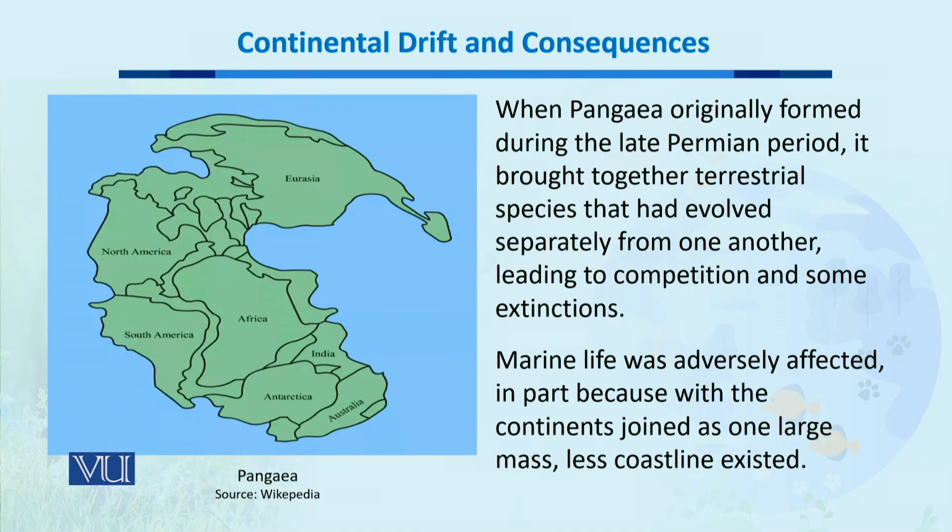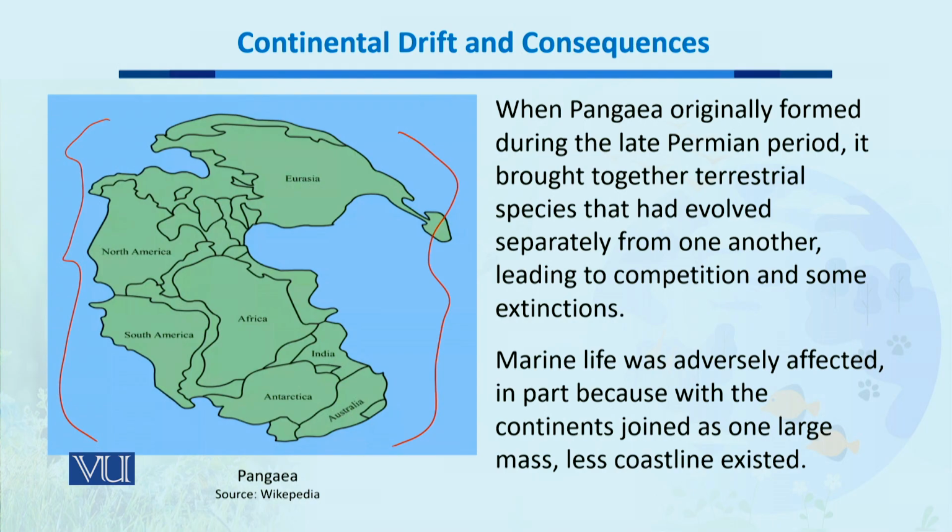Now, this is Pangaea, a time when all the continents were together in a single land mass. It was originally formed during the late Permian period. It brought together terrestrial species that had evolved separately from one another, but they came close to each other and had competition, and some of them became extinct. Marine life was also adversely affected, in part because with the continents joined as one large mass, less coastline existed. So there was less coastline and shores, and that also affected marine life.